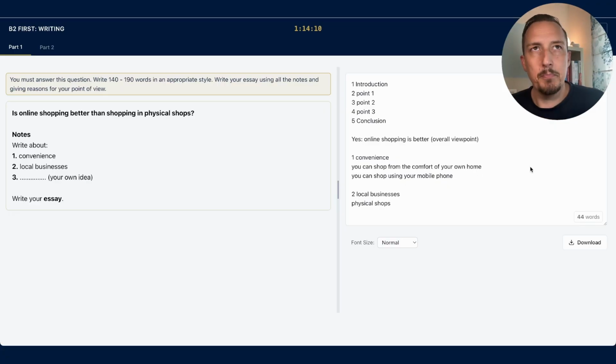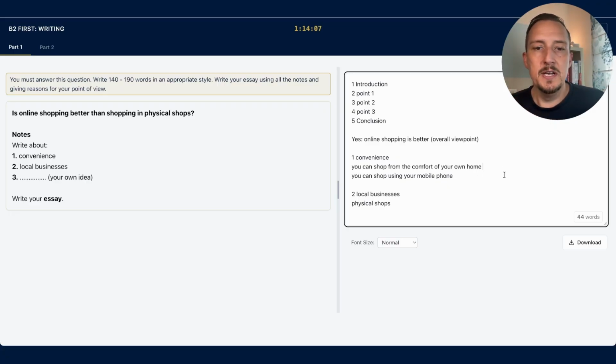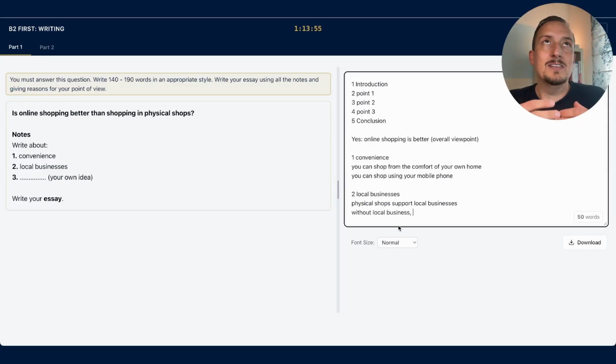Because I suppose they support local businesses, physical shops. So physical shops support local businesses. And without physical shops, online shopping may cause local businesses to close down. So local businesses might, or say often, close down. Again, we won't worry too much about the language at this stage. We just want the ideas. So local businesses might often close down.